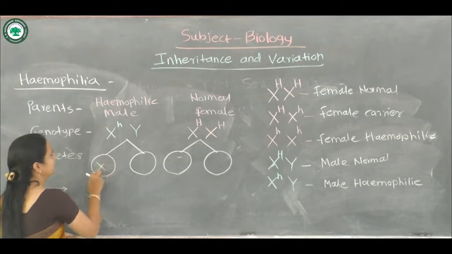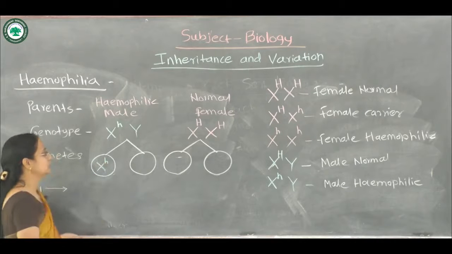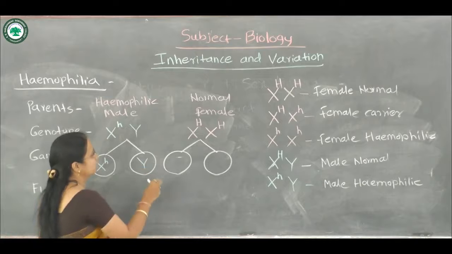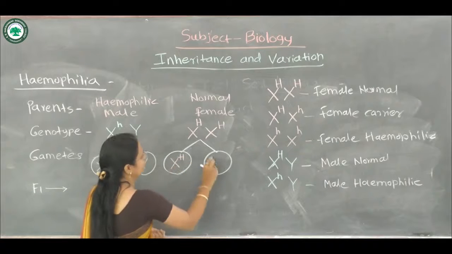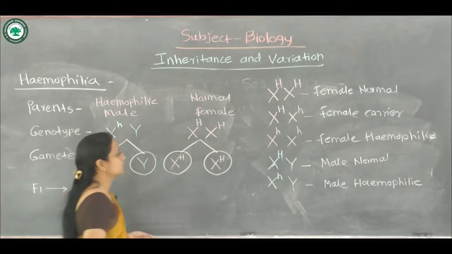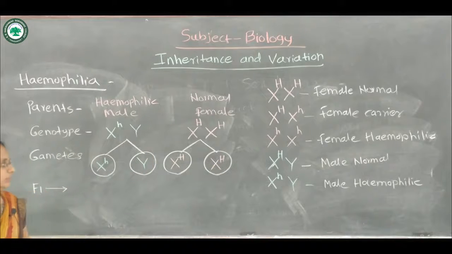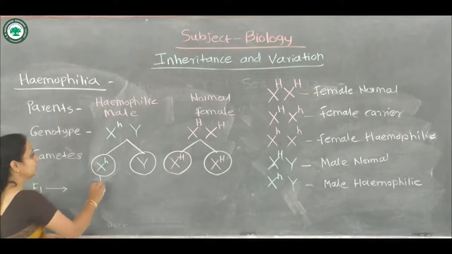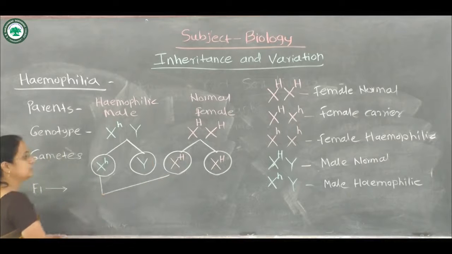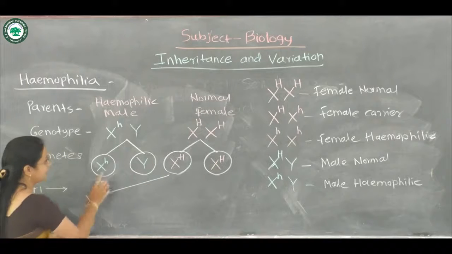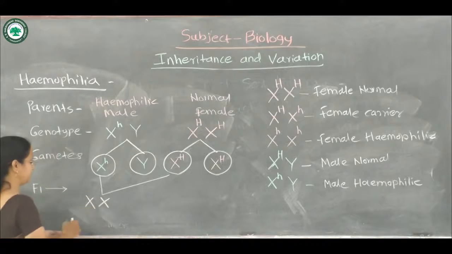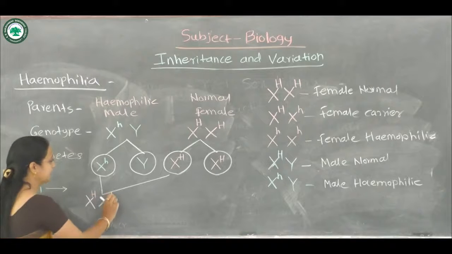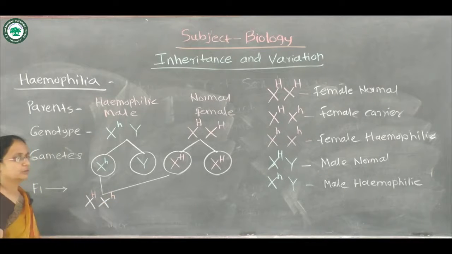The first gamete X with the recessive gene and second gamete Y. Here the first gamete X with the dominant gene and second also the X with the dominant gene. Now find out the F1 generation here. This F1 shows that X and X, the female is obtained, but this female is having one gene dominant and the second recessive.